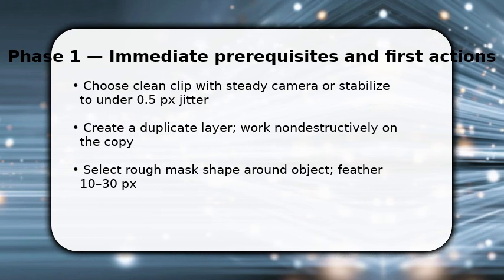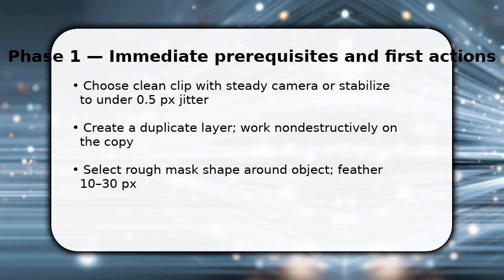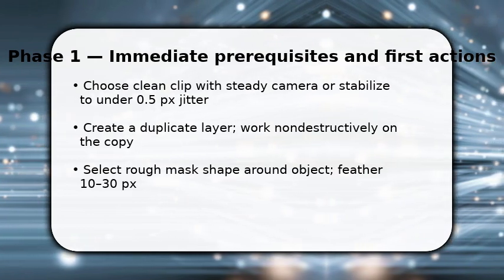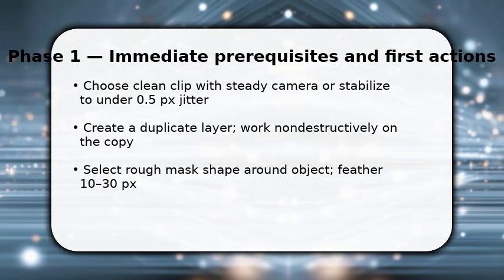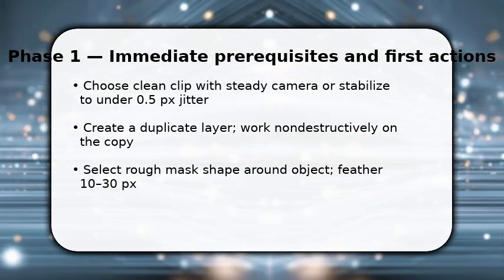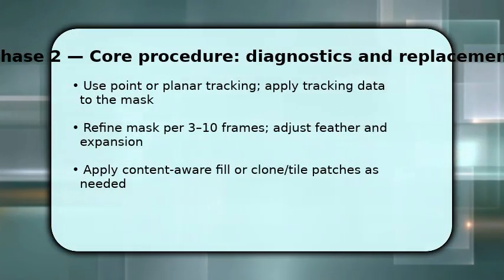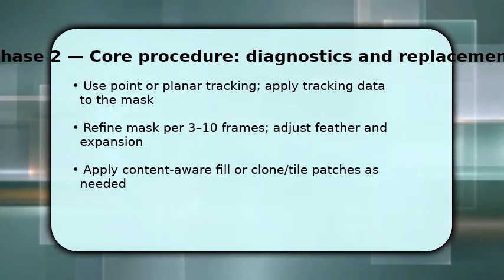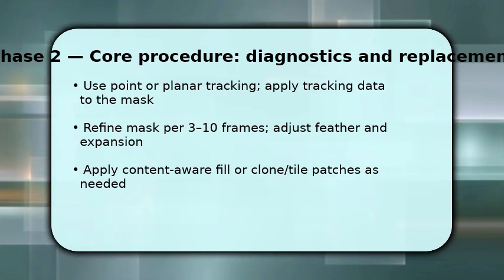Now isolate the object, keep tracking points visible, and prepare to refine the mask frame by frame for accurate removal. You'll now track the object's motion and transfer that motion to your mask so it follows precisely. Use point or planar tracking depending on the surface. If tracking drifts, correct keyframes every 3 to 10 frames and adjust mask expansion to avoid haloing.